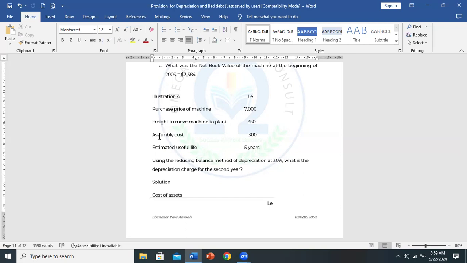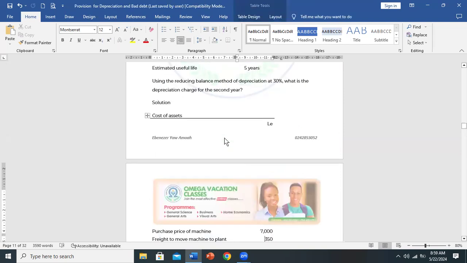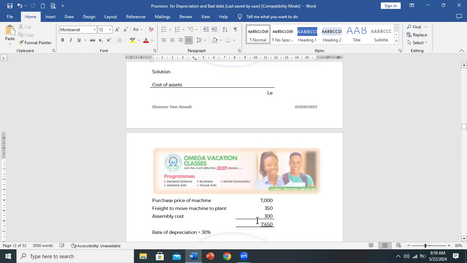So in solving this question, you have to first of all determine the cost of the asset as follows. So you would add the purchase price to the transportation and then to the assembly cost. So we are going to get a total cost of 7,650,000. So please, when you are solving questions, watch out for some of these things to be able to determine the cost of the asset. If there's a confusion there, let me explain more or cite more examples.